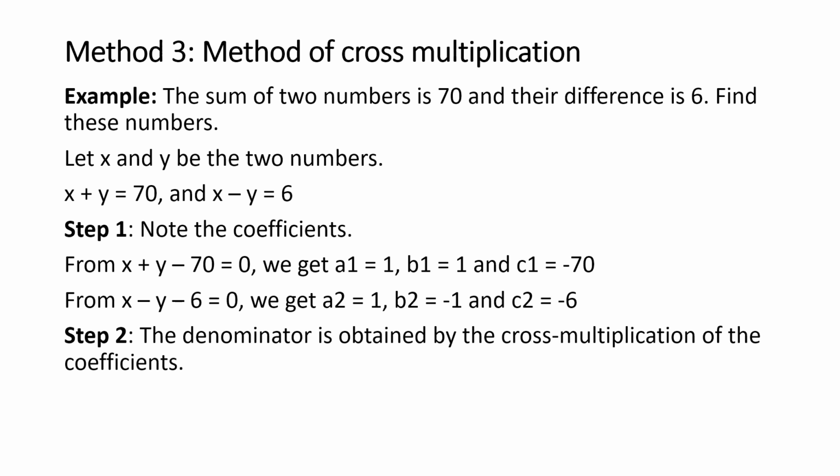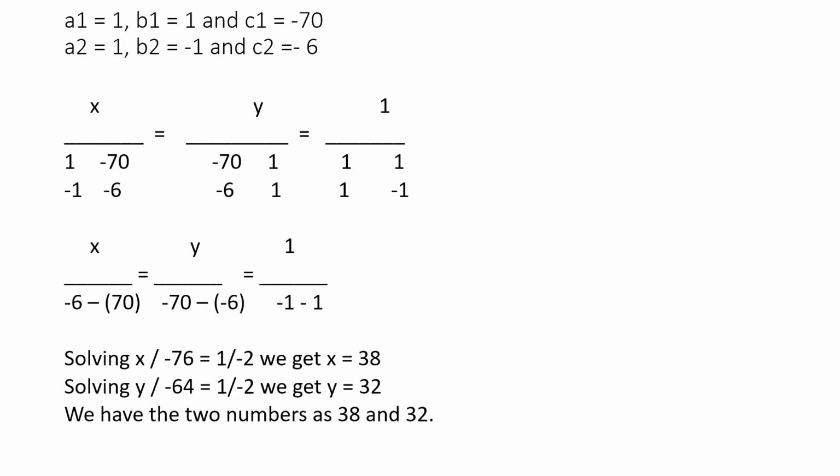So we get a1 as 1, b1 as 1 and c1 as minus 70. Similarly from the second equation, a2 is 1, b2 is minus 1 and c2 is minus 6. In the second step, the denominator is obtained by the cross multiplication of the coefficients. Just let us see this step. Now in this step, take care while writing the coefficients.